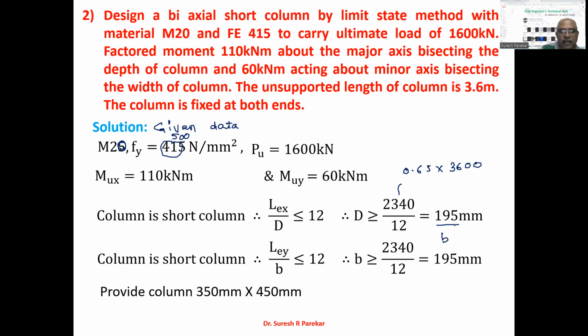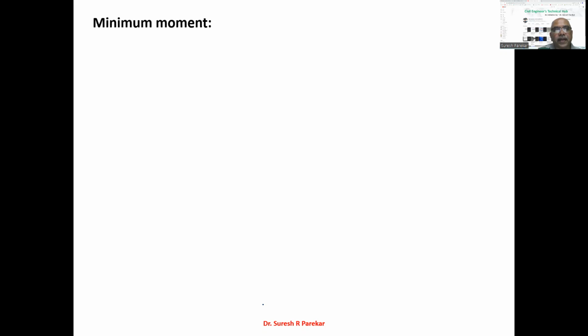And now I will consider column dimension 350 by 450. Now why I will go for 350 by 450, that already I told you, and accordingly we are with these dimensions. Now we will start to solve it. So now we will assume D dash 50 millimeter.